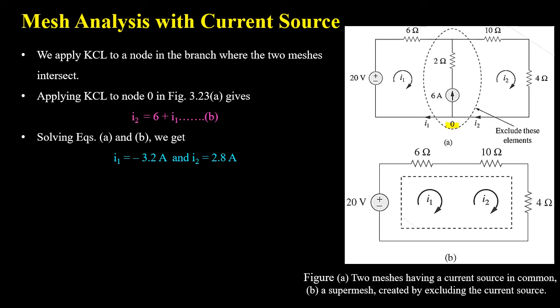Now for the second equation we will use KCL at node 0. At node 0 we have current I2 entering, where 6 ampere current and I1 are leaving currents. So the KCL equation will be I2 equals 6 ampere plus I1. Now solving equation A and equation B gives us the value of mesh currents, which are I1 equals minus 3.2 ampere, and I2 equals 2.8 amperes.